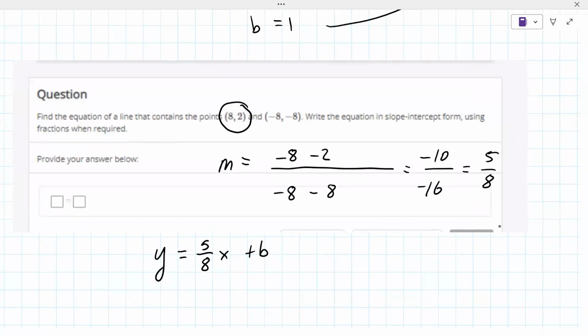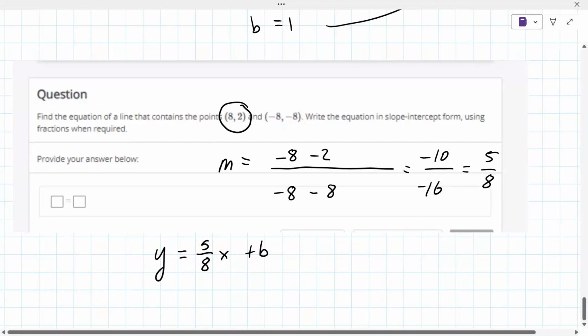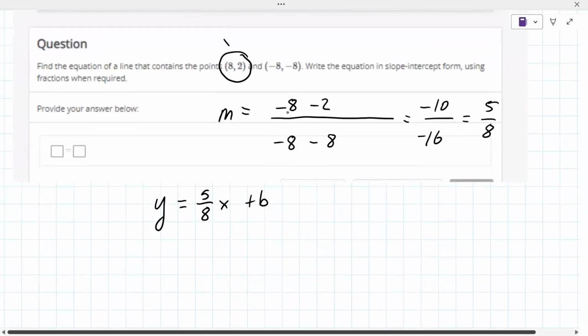Why do you think that this is a better ordered pair to use than the other one? No, the ordered pair. Why would 8, 2 be better? Why is this better than this on the right? Because they're not the same number. I would look at it as positives. There's two positives here. That's kind of easier to work with than two negatives. This is your x. This is your y. 2 equals 5 over 8 times 8 over 1 plus b.